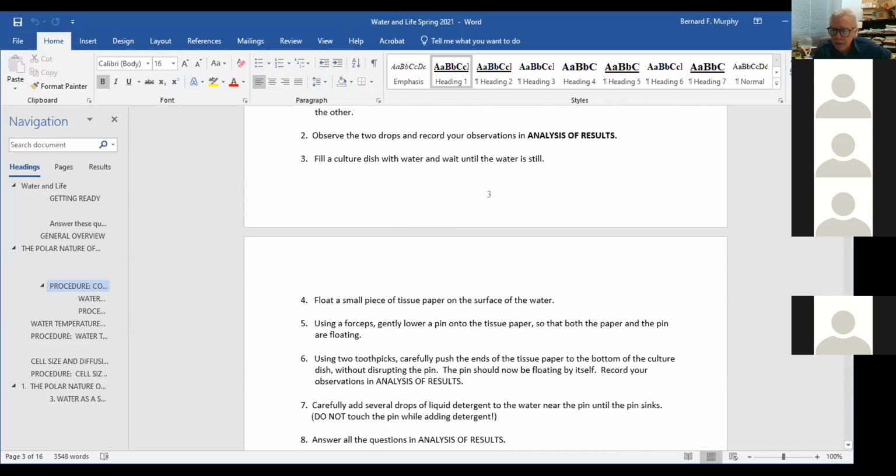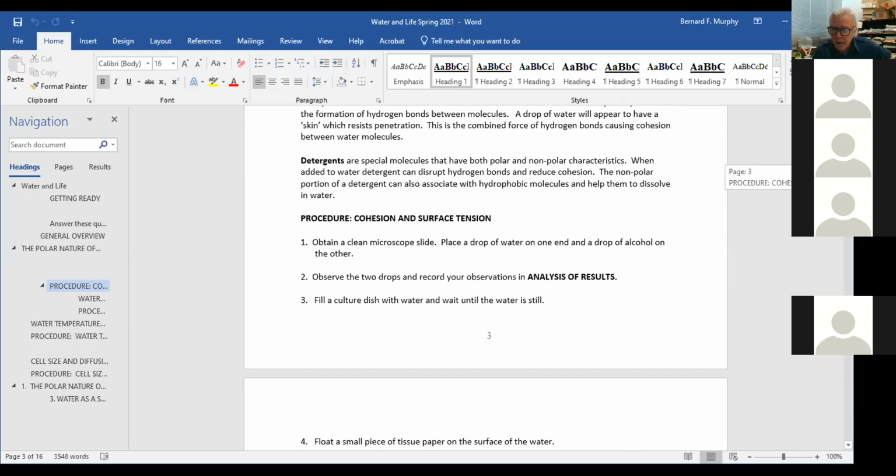We're going to be talking about that later. And you've got to remember the structure of alcohol. Alcohol is cohesive also, but not nearly as much. So when we get the analysis results, we'll talk about what you see when you do that.